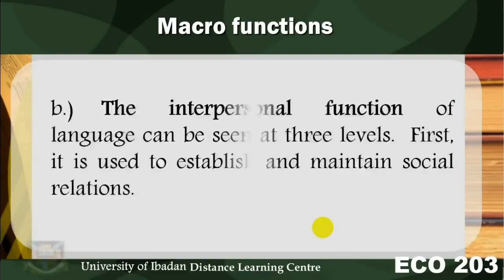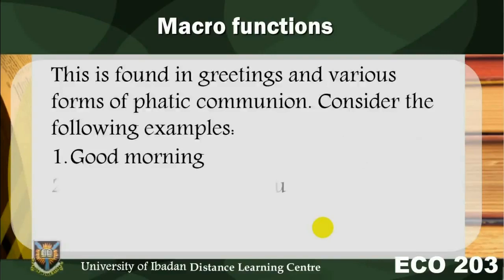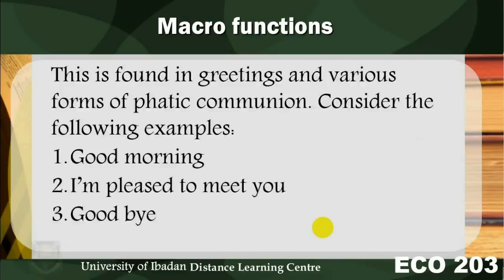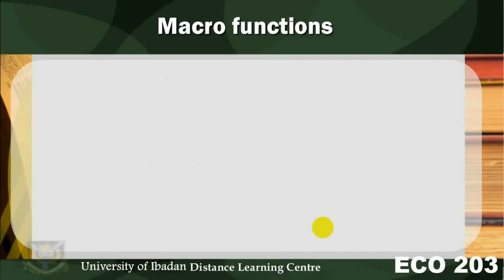B. The interpersonal function of language can be seen at three levels. First, it is used to establish and maintain social relationships. This is found in greetings and various forms of phatic communion. Consider the following examples. 3. Good morning. 4. I'm pleased to meet you. 5. Goodbye. All these are typical examples of greetings serving to open, respond to, or close social contact.